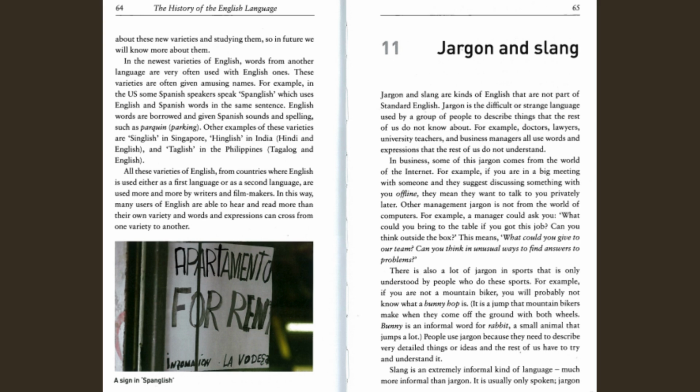People use jargon because they need to describe very detailed things or ideas, and the rest of us have to try and understand it.